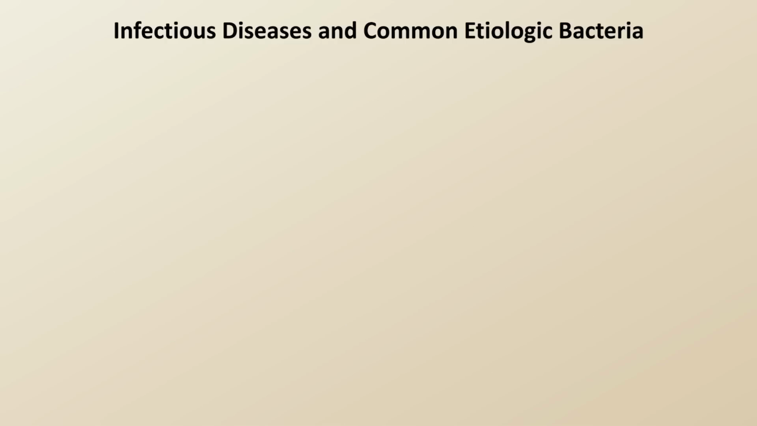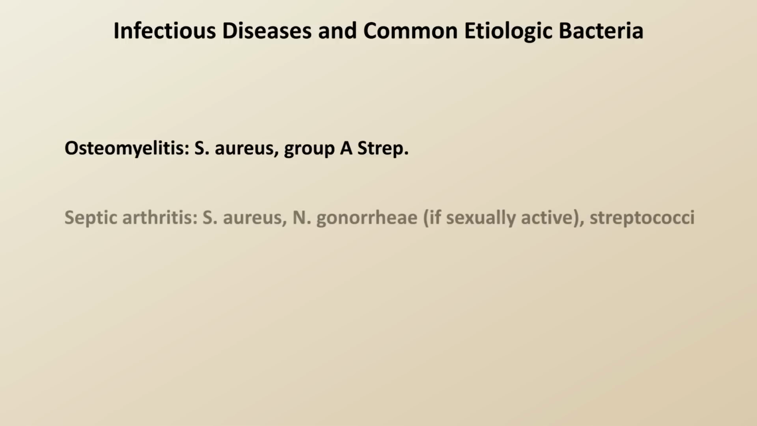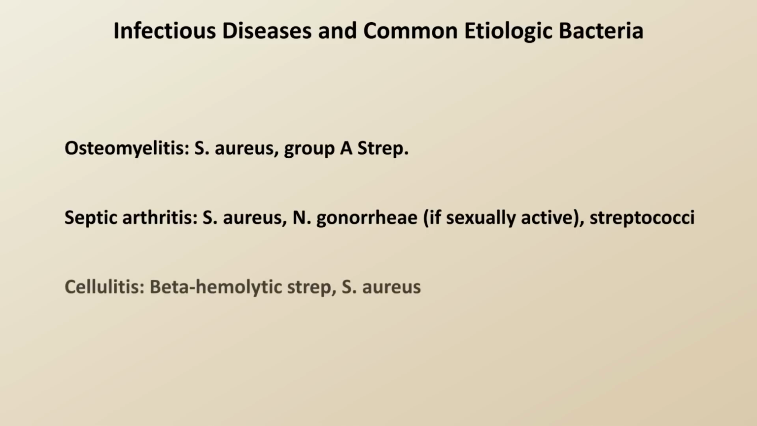I know that list was long, but there are just a couple more conditions. Osteomyelitis is most typically caused by staph aureus or group A strep. Septic arthritis can be caused by Staph aureus, Neisseria gonorrhoeae, if sexually active, and streptococci. Cellulitis is usually due to beta hemolytic strep and Staph aureus. Be aware that this list is not all-inclusive and may vary depending upon what part of the world in which you are practicing.